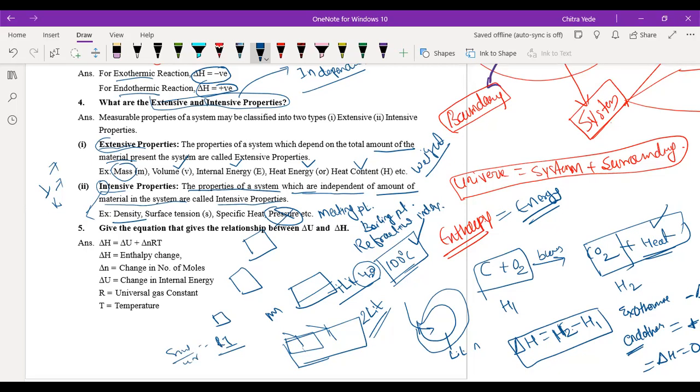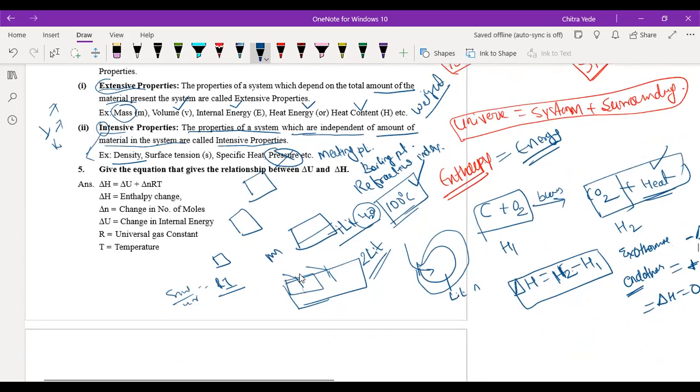Yes, sir. So here we have completed extensive and intensive properties of a system. Okay, now we have the relationship between del U, the internal energy, and del H. Sir, is water a closed system?